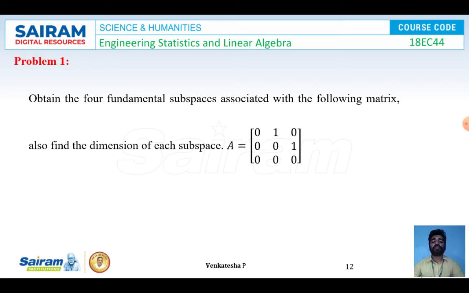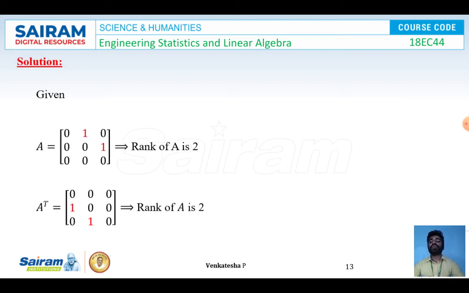That is the row space of A, column space of A, null space of A and left null space of A. We have to find these here. Given that A is equal to [0, 1, 0; 0, 0, 1; 0, 0, 0], this matrix A is in echelon form. Hence the rank of this matrix is 2, and A transpose will be equal to [0, 0, 0; 1, 0, 0; 0, 1, 0]. The rank of A transpose will also be equal to 2. Here we have to identify that this 1 and this 1 are called pivot numbers, and in the A transpose matrix, these numbers are also called pivot numbers.